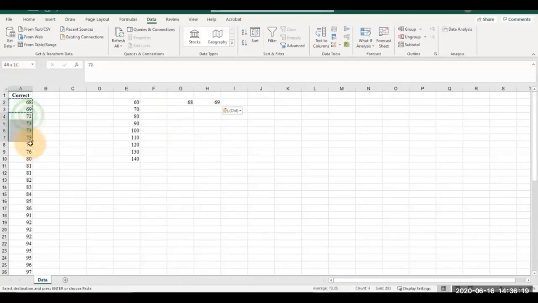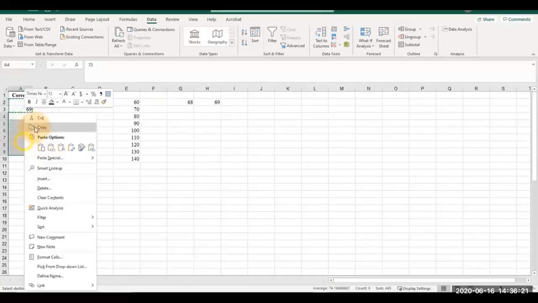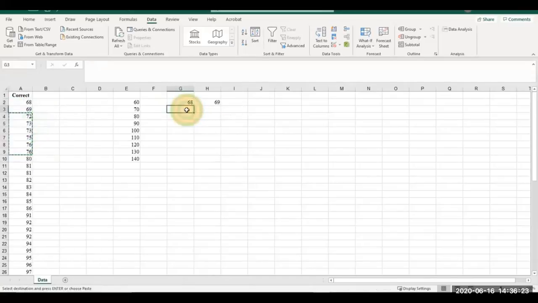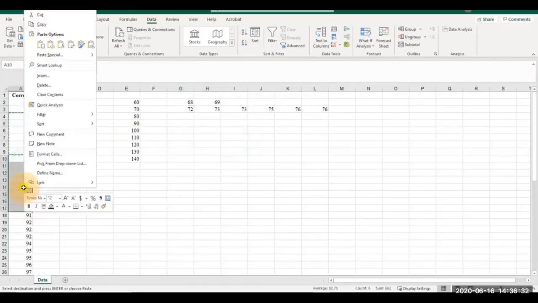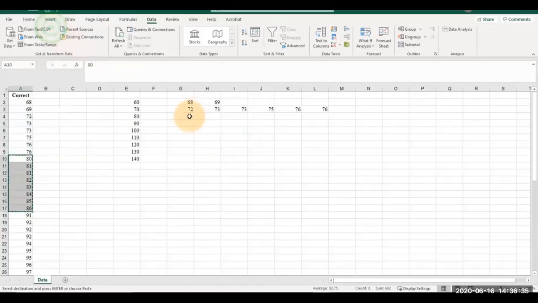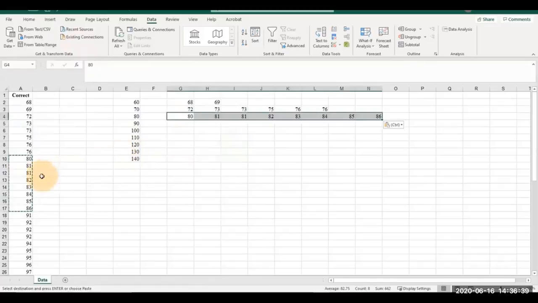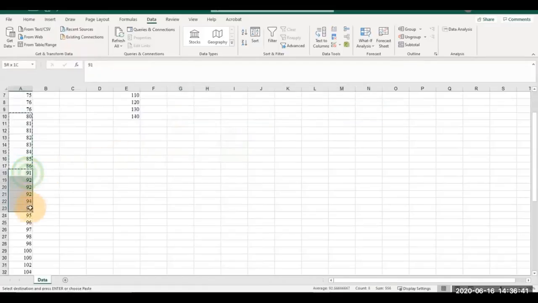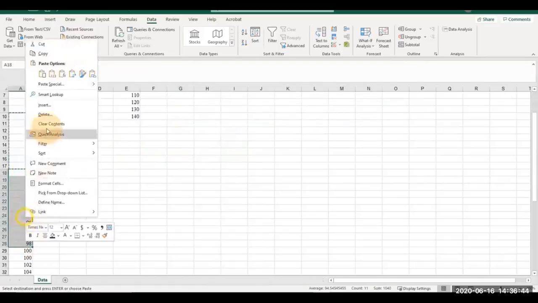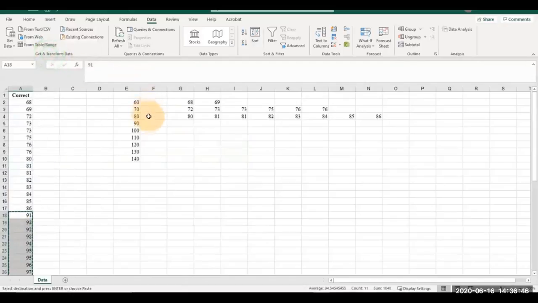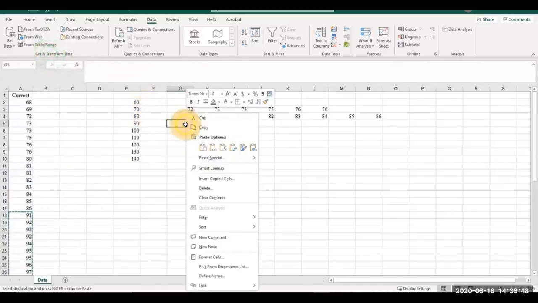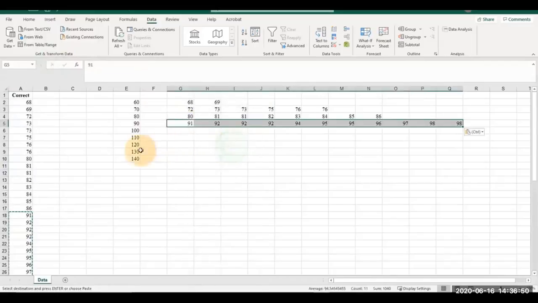Okay, now I can take the 70s and do the same kind of thing, copy it, start here and paste the transpose, so it goes like that. And then I can take the 80s, do the same thing, copy, paste the transpose, like that, 90s, copy, transpose, like that.